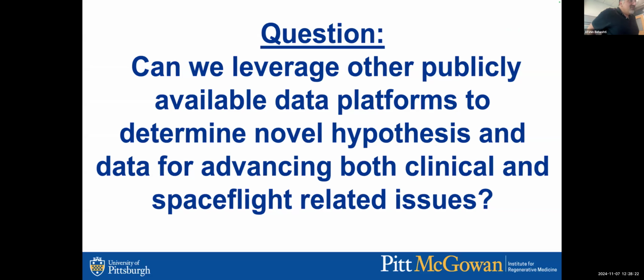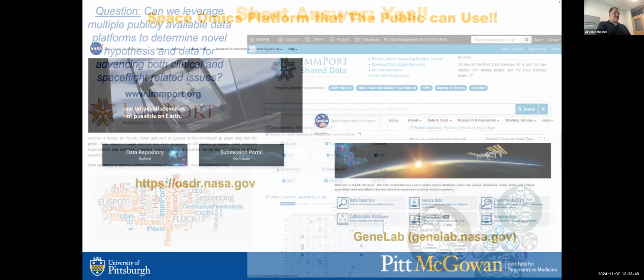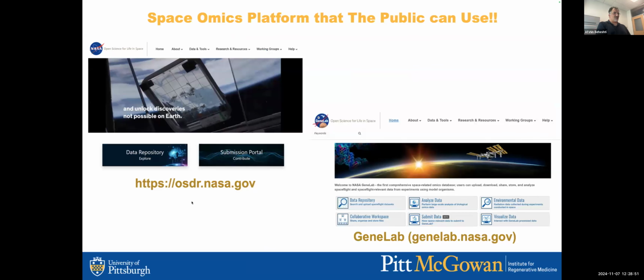All right, so the question that was proposed for us was, can we leverage two publicly available data sets, meaning ImmPort with GeneLab, and come up with a novel hypothesis that could advance both clinical and spaceflight issues? Well, I'll say yes, because I'm going to show you why. So, short answer, yes. I don't have to go into what ImmPort is, because everyone here obviously knows, so I'll skip this part. The other part is the Open Science Data Repository I just told you about, called GeneLab. So let's see what we can do if we combine these.